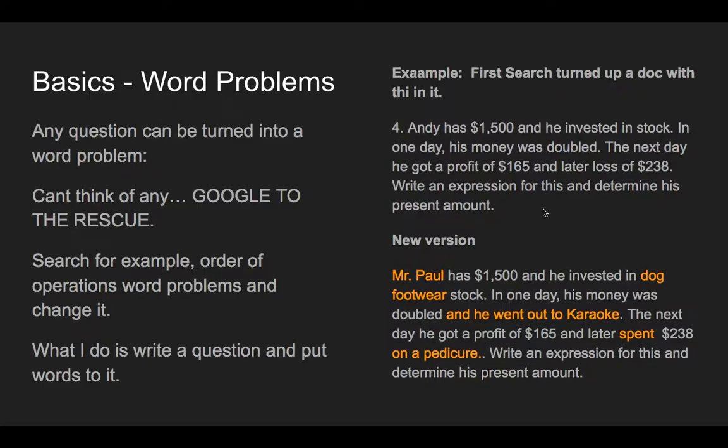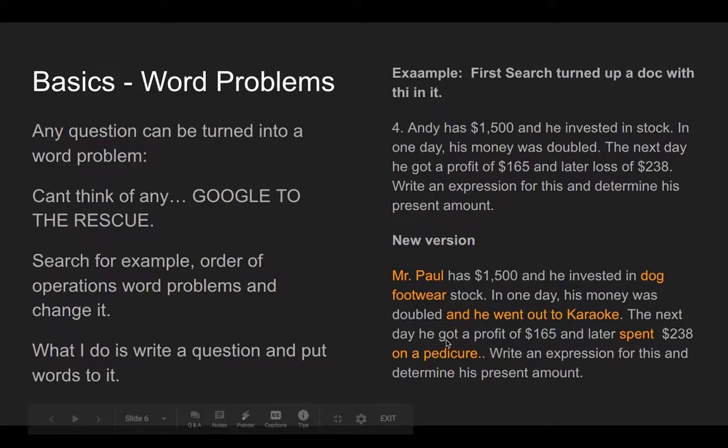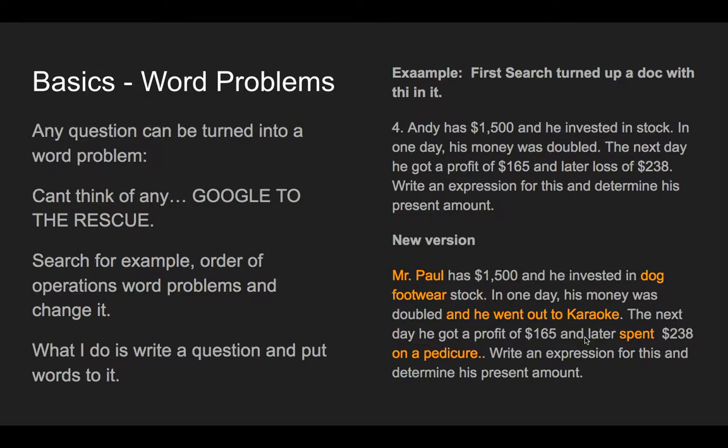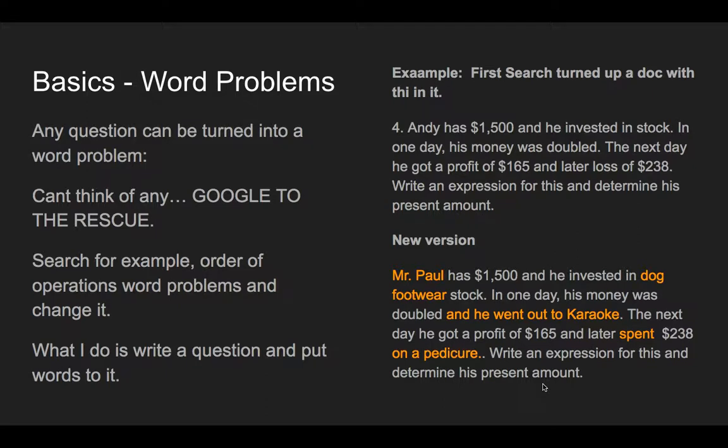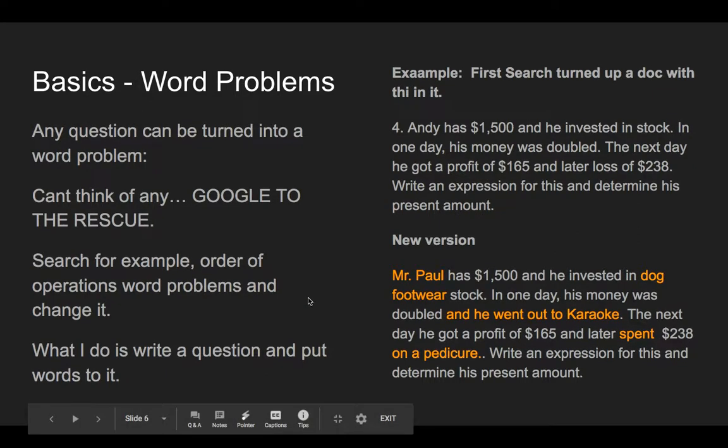So I just changed it up a little bit. Mr. Paul has $1,500 and he invested in dog footwear stocks. In one day his money was doubled and he went out to karaoke. The next day, he got a profit of 106.50 or whatever, 165, and later spent 238 on a pedicure. Write an expression for this and determine his present amount. So, just make it more fun. These aren't hard; they don't have to be onerous.